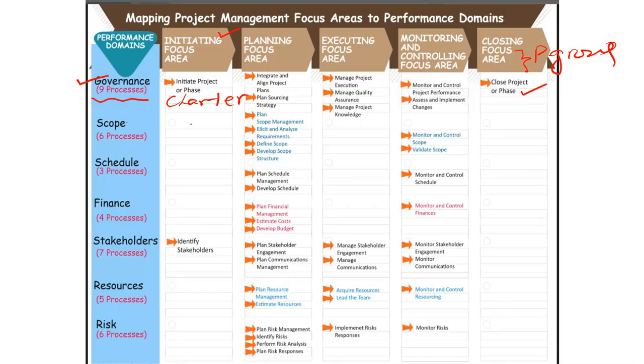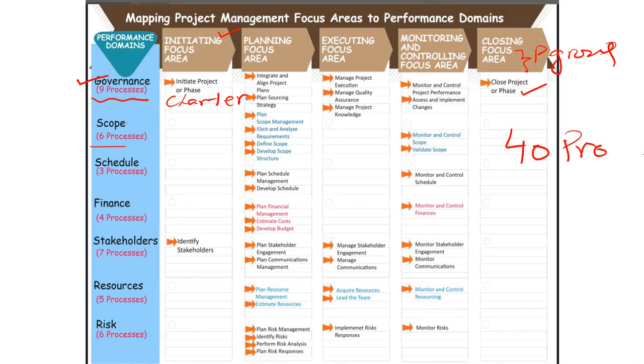Similarly, in scope we do not have any process in the initiating group. We have some processes in planning, and then in monitoring and controlling. So there are 6 processes which come under the scope domain, and then schedule 3, finance we have 4 and so on. If you count all these processes, in total there are 40 processes.